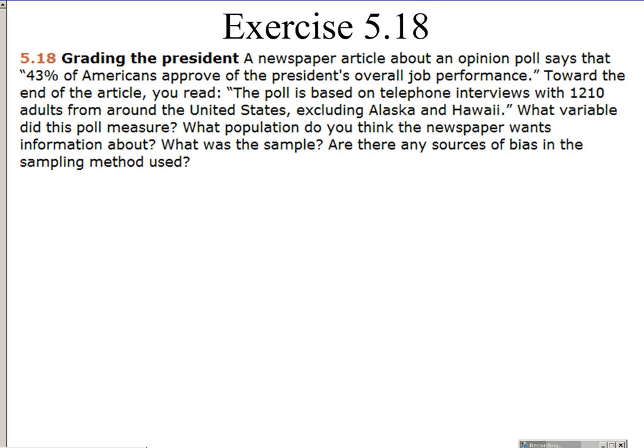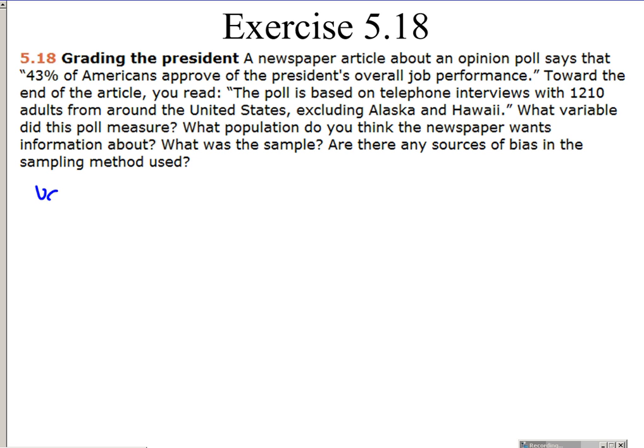A newspaper article about an opinion poll says that 43% of Americans approve of the president's overall job performance. Toward the end of the article, you read, this poll is based on telephone interviews with 1,210 adults from around the United States, excluding Alaska and Hawaii. What variable did the poll measure? What population do you think the newspaper wants information about? What was the sample? And are there any sources of bias in the sampling method used?